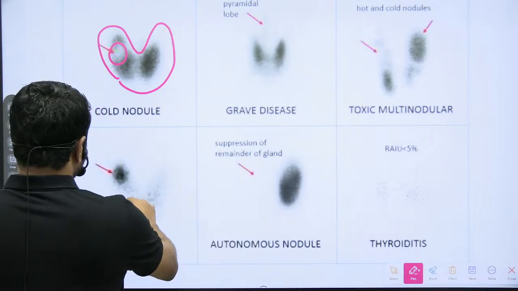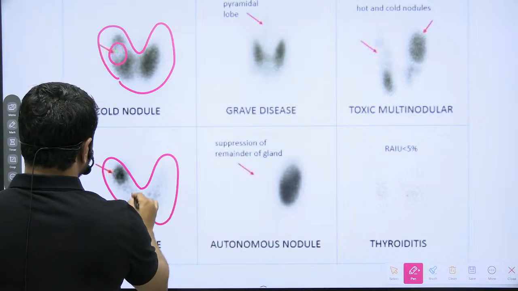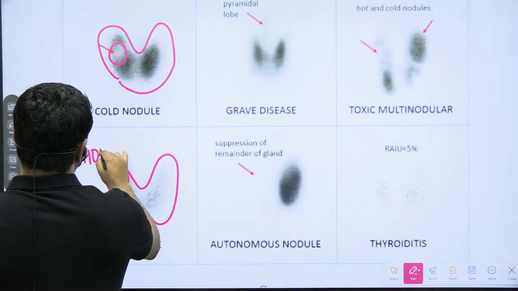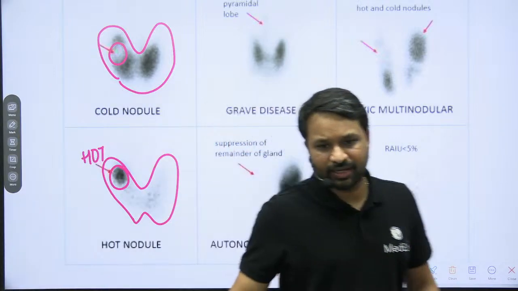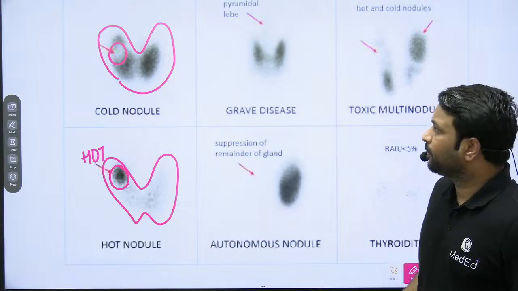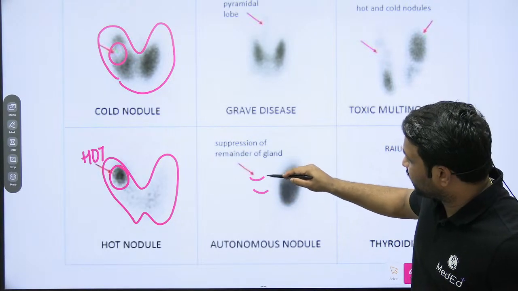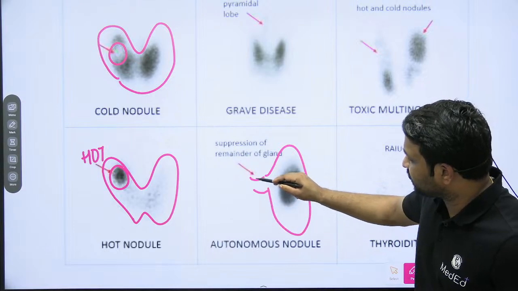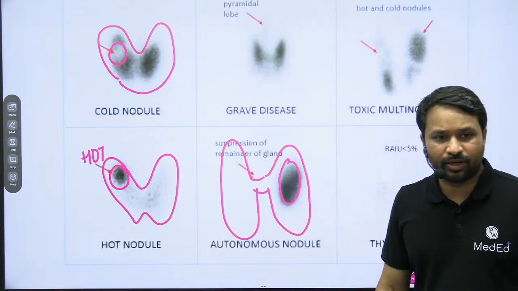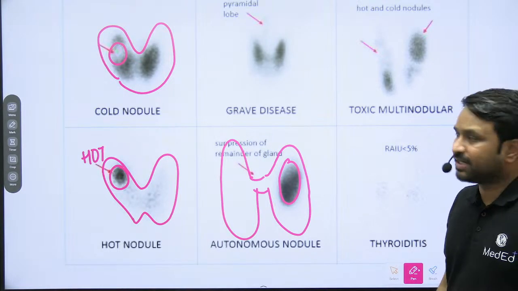Now here you see in the entire component, the gland is having a very little uptake, but this area is having a very high uptake. So this is going to be our hot nodule. So this is something that we understand quite clear. Now, if the entire gland is not visualized, only the nodule is visualized, that means it is so hungry that it has eaten away all the thyroid hormone that you have given. So this is your autonomous nodule, also called the toxic adenoma.